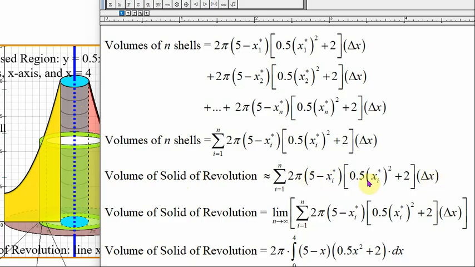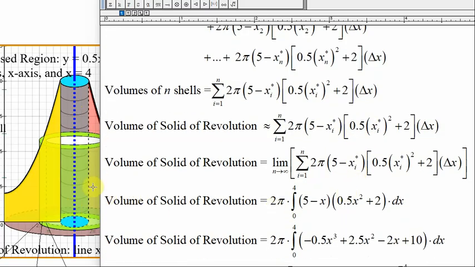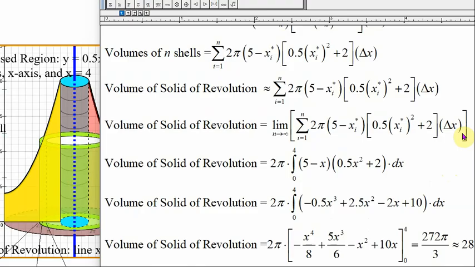If we want the exact volume for the solid of revolution, then we need to divide the solid of revolution into an infinite number of shells. Allow n to run to infinity, and then we get this limit quantity right here. And just like before, when this limit exists, we define it as the integral from 0 to 4 of 2 pi times 5 minus x times 0.5 x squared plus 2 dx.